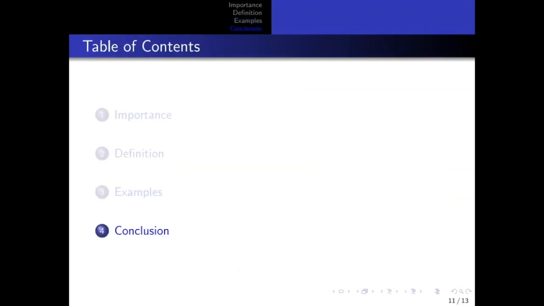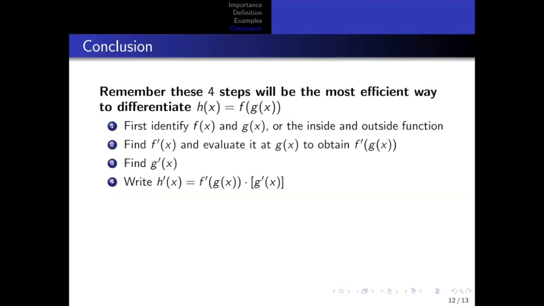Wrapping up what we talked about today, remember these 4 steps will be the most efficient way to differentiate h of x equals f of g of x. First, identify f of x and g of x, or the inside and outside function again. Find f prime of x and evaluate it at g of x to obtain f prime of g of x. Find g prime of x, and then write it in our final form of h prime of x equals f prime of g of x times g prime of x.